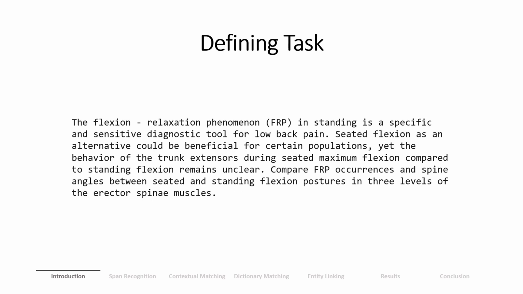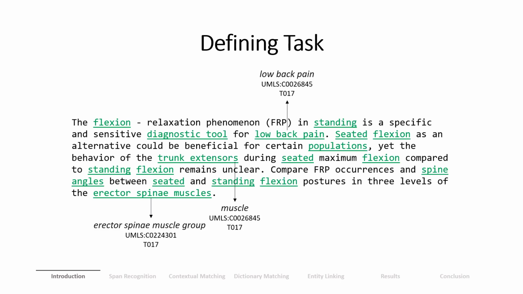So let's start by defining our task. Given an abstract, such as this one, we need to first recognize relevant spans which may mention entities, and then match each span to a concept from a medical ontology.